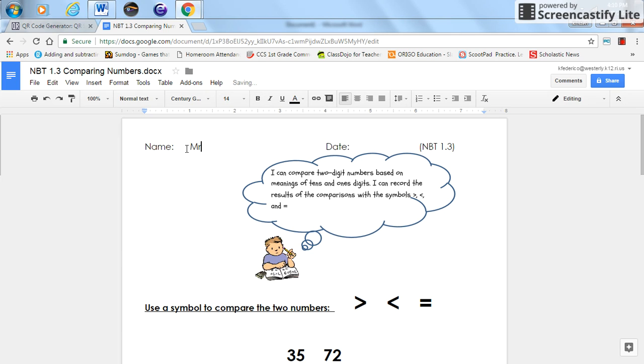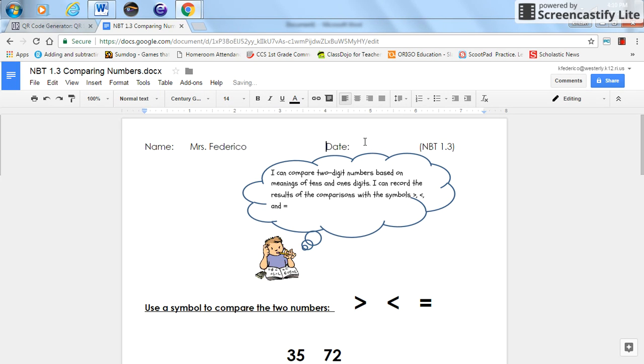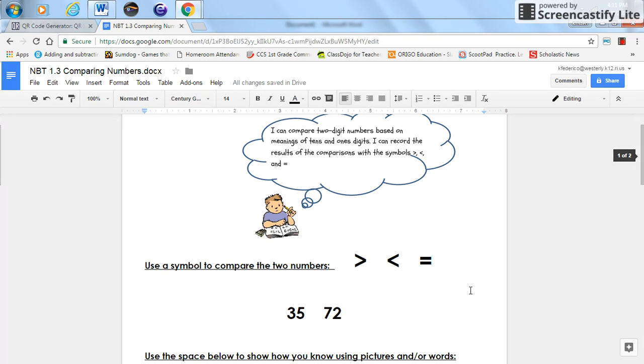You're going to put your name in first, and the date, and in the bubble here it says, I can compare 2-digit numbers based on meanings of tens and ones digits. I can record the results of the comparisons with the symbols greater than, less than, and equal to, just like we started talking about last week.